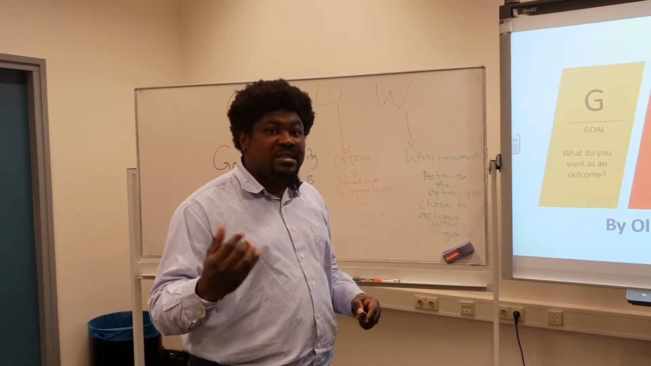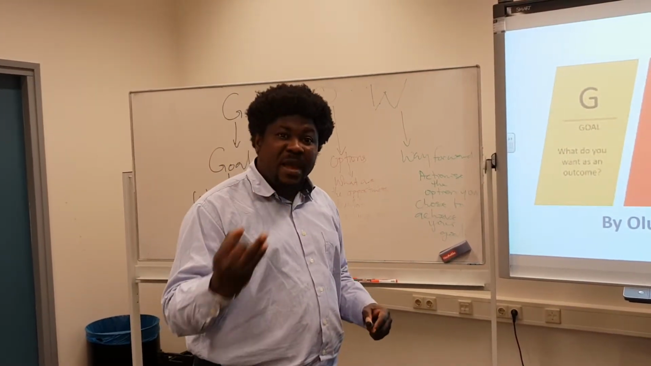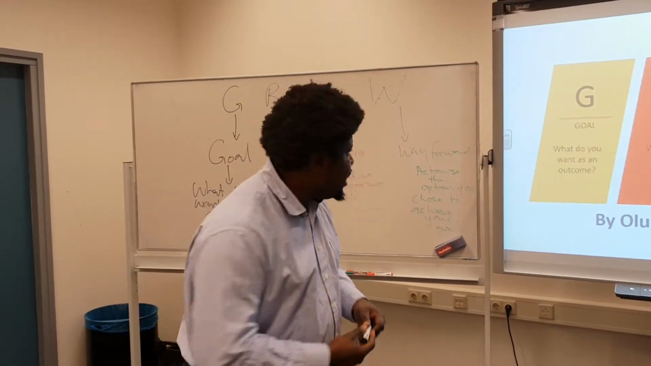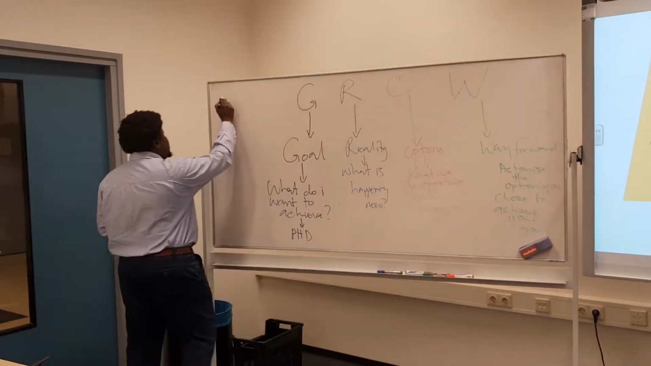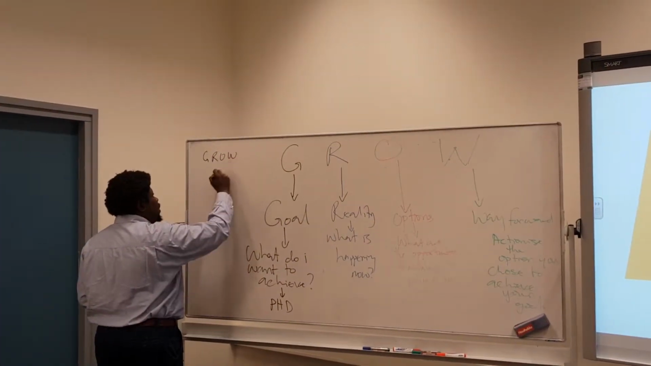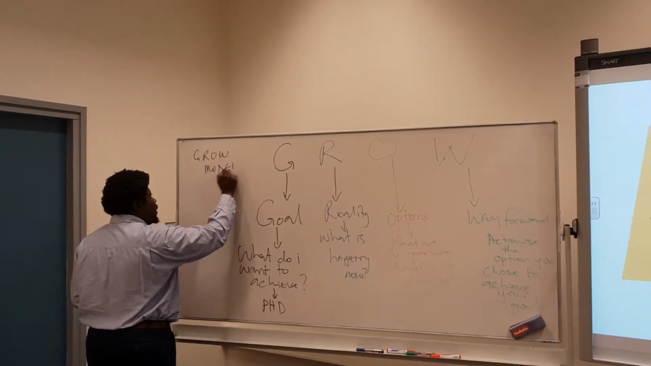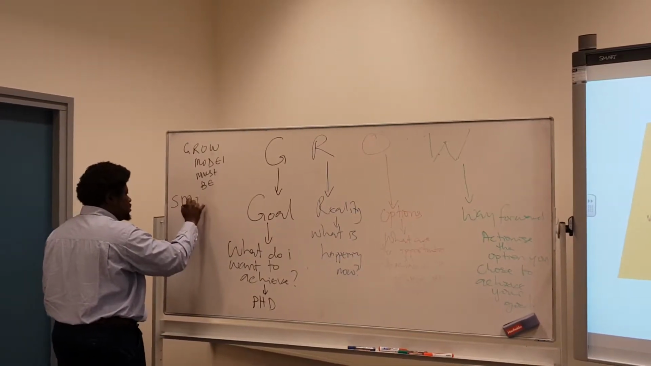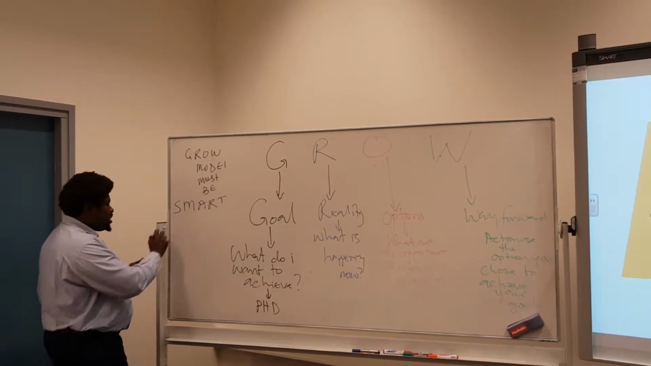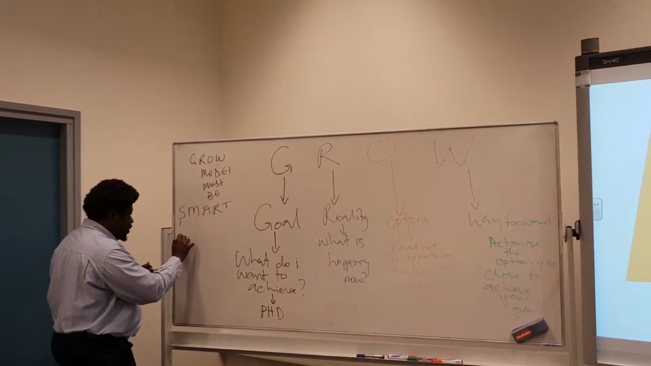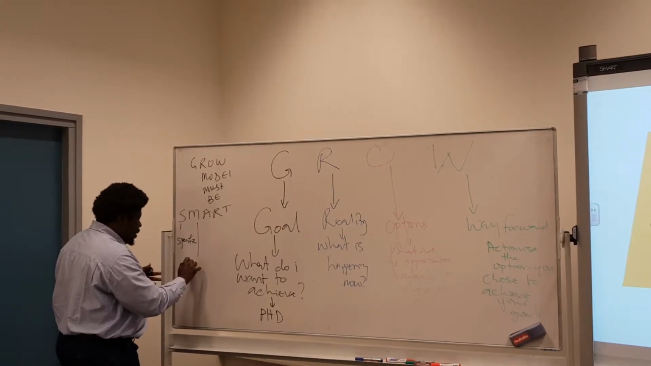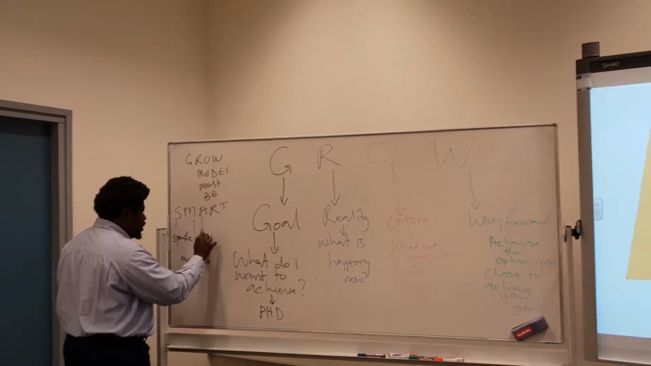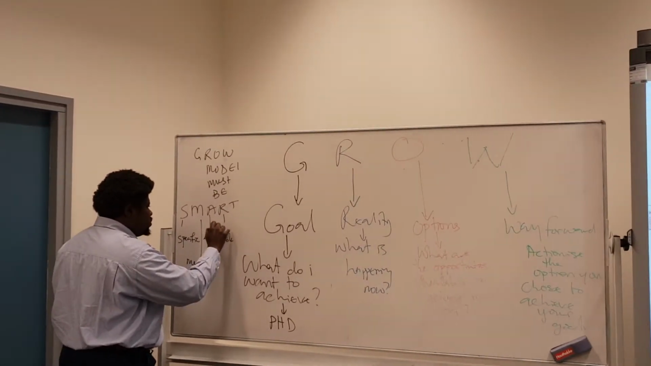Your GROW model must be smart, which means it must be specific, measurable, achievable, realistic, and time bound. I think I should put that down for us here. GROW model must be smart. It must be specific. It must be measurable; we can check from time to time. It must be achievable. It must be realistic.